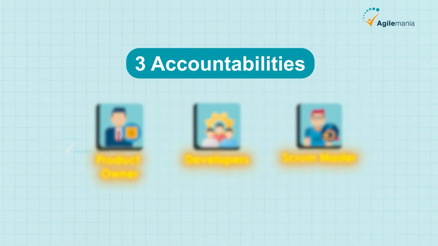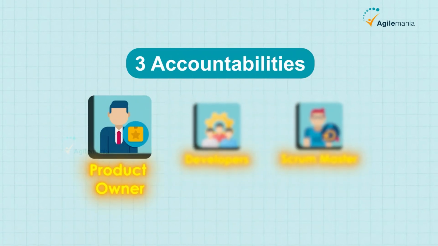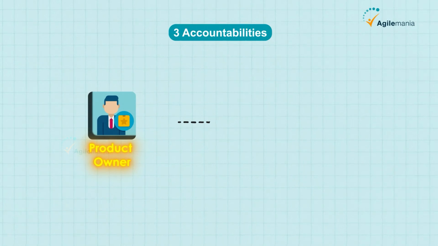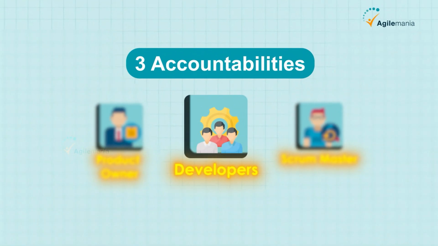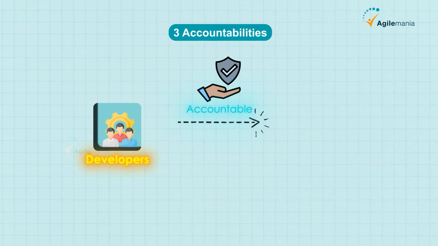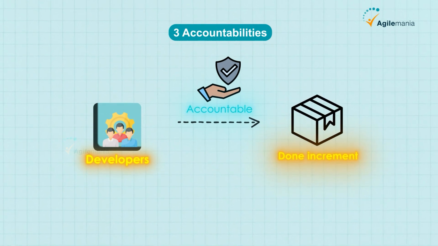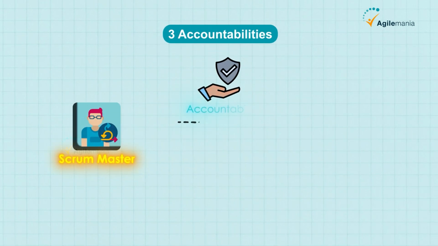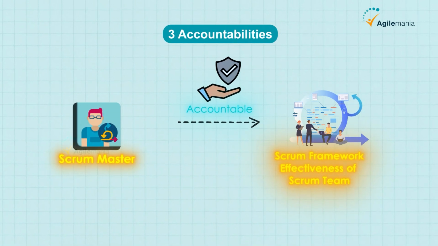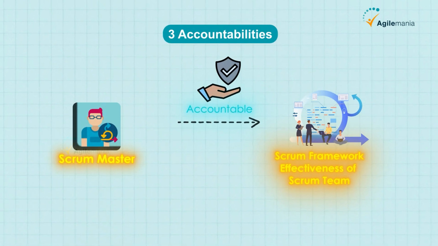The 3 accountabilities include number 1, product owner, whose sole purpose is to maximize the value of product. Number 2, the developers, who are accountable for creating a done increment of the product every sprint. Number 3, the Scrum Master, who is accountable for the Scrum framework and effectiveness of the Scrum team.